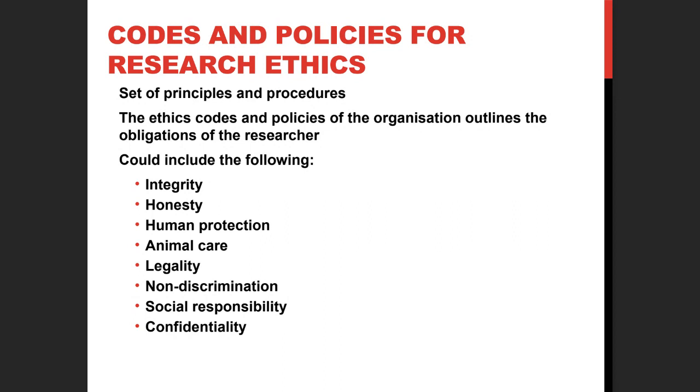Codes and policies for research ethics: there are a number of codes of conduct for research ethics. They are different depending on which one you are following. If you read your textbook, you will realize that there are different codes of conduct. But what your textbook does is provide a summary of those key principles that researchers should abide by. Part of those principles are those appearing on the slide, like integrity, honesty, human protection, animal care, and legality, to ensure that whatever you are doing is legally permissible. Non-discrimination, beneficence, social responsibility, confidentiality, informed consent, and so forth.